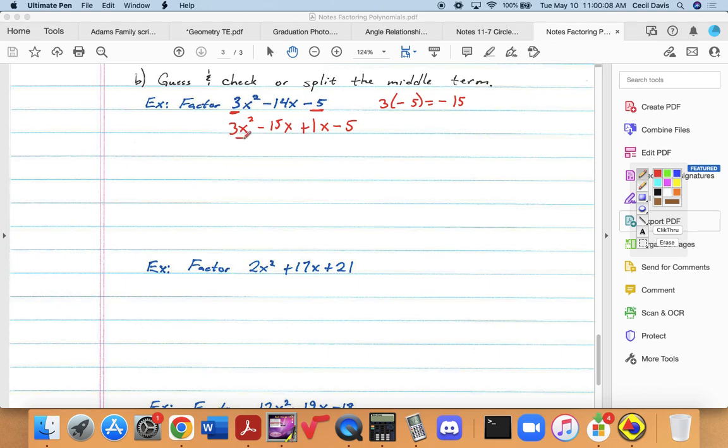Then what we do is we take the first two terms and factor out any common factors, and the last two terms and factor out any common factors. I can factor a 3 and an x out of this, and when I do, I'll have x minus 5, plus, the only thing I can factor out of this is a 1, right? 1 times x minus 5. So notice I have a 3x times an x minus 5, and I have a 1 times x minus 5. So the simpler way to write that is 3x plus 1 times x minus 5.